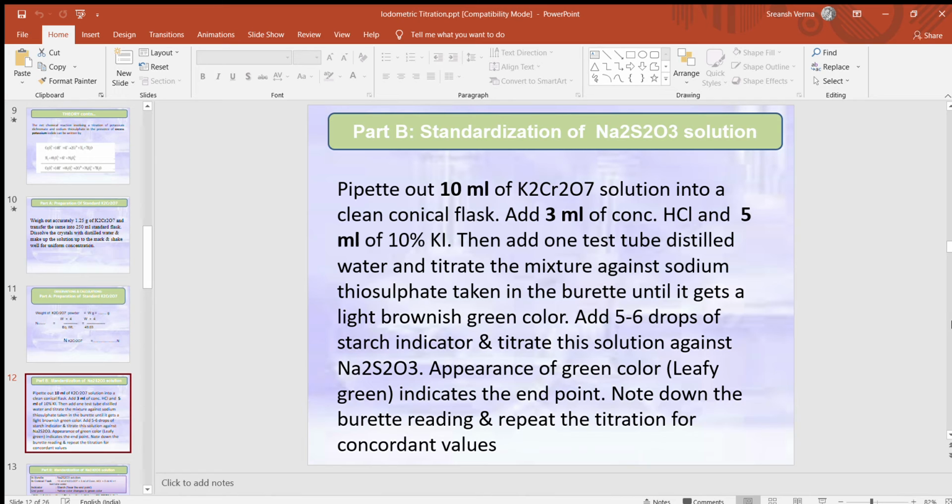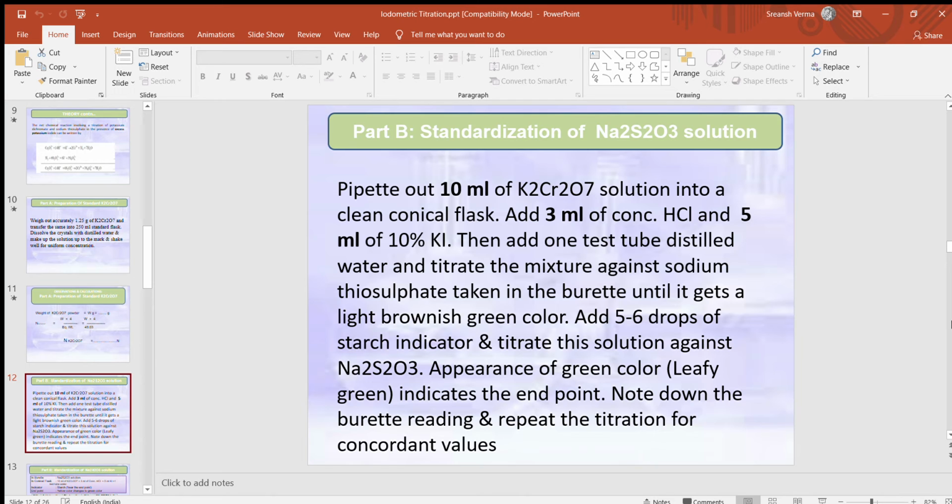Now, when everything is mixed, you can observe that we have not yet added starch. So now you start the titration. The flask contains potassium dichromate, concentrated HCl and KI. The solution is dark brown in color. Titrate it till your solution turns light brownish green in color.